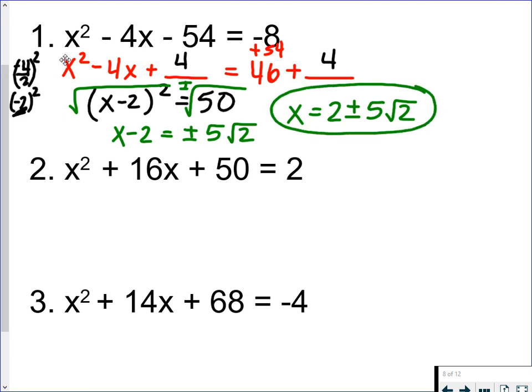And I have completed the square. Okay? And solve for x. Still getting 2 solutions: 2 plus 5 root 2 and 2 minus 5 root 2. Still getting my 2 answers there.